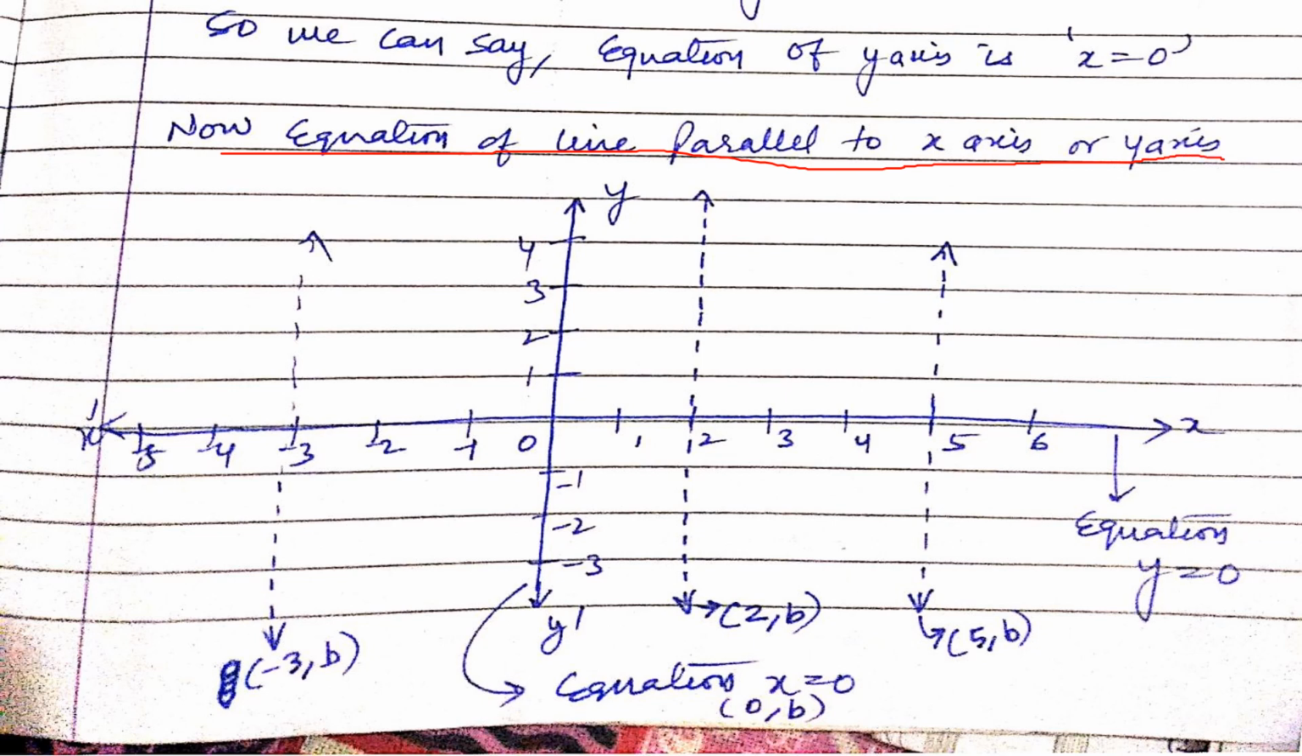First of all, I am going with y-axis parallel lines. So this is the y-axis. What are parallel lines? Parallel lines are those lines which if you extend on both the ends, they will never ever meet each other. They are like tracks of railway.